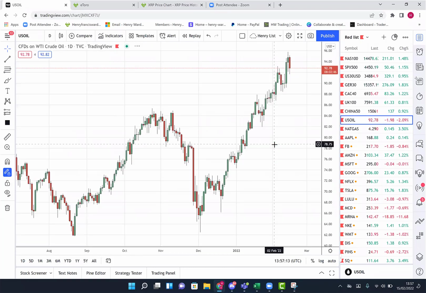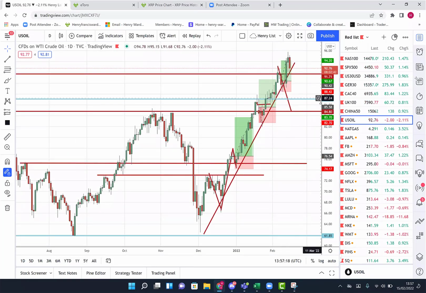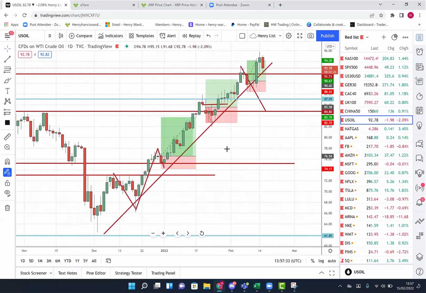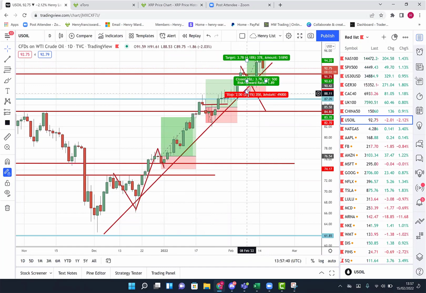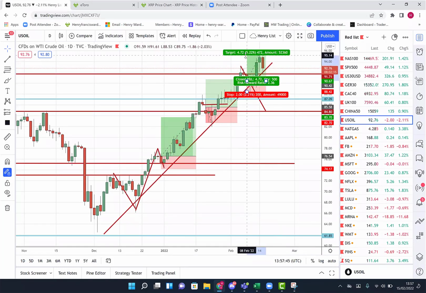So oil has continued to run, and I popped up. It popped back up, and I went up to a high of $95, which is a phenomenal run. There was a nice little trade there again off this trend line. Is it the best trade in the world? No. Why? Because we're massively overextended.